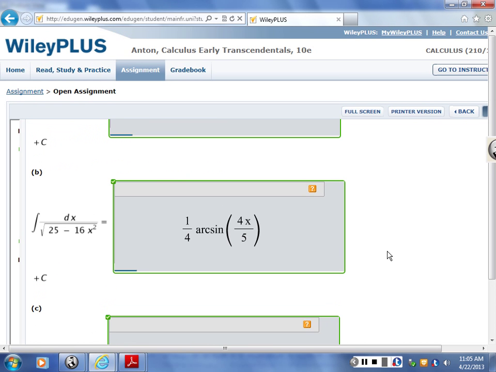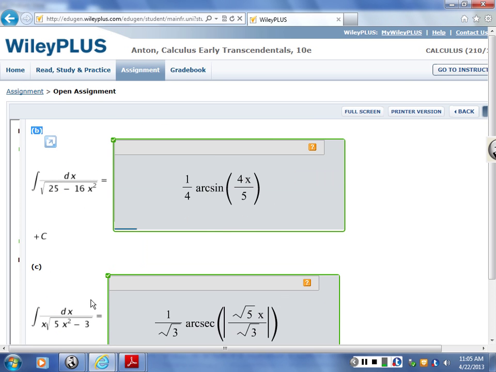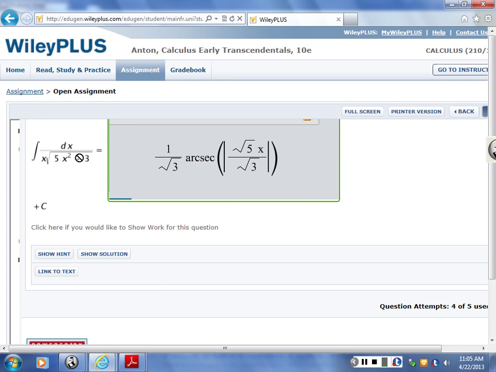So hopefully that clarifies some issues on B, because you need that 1/4 out front, and then also on C. Here, if I get rid of the minus 3, if I take that to be A and I square it, I get rid of the negative, which takes me away from that form of secant inverse. So A is positive, right? Any other questions on Wiley?